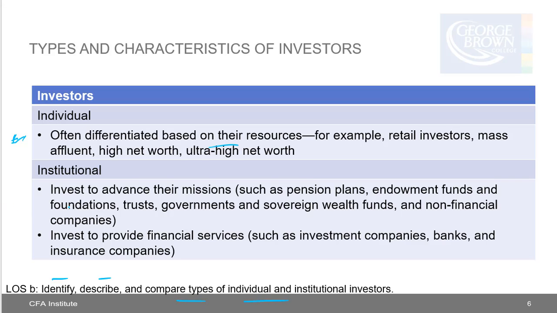Moving on to institutional investors. Institutional investors invest to advance their missions, and they include pension plans, endowment funds, foundations, trusts, governments, sovereign wealth funds, and non-financial companies. Institutional investors that invest to provide financial services to their clients include investment companies, banks, and insurance companies. Remember, insurance companies are big investors.